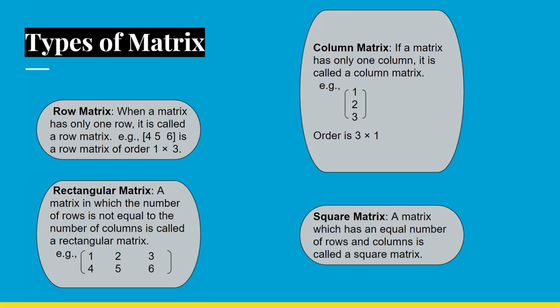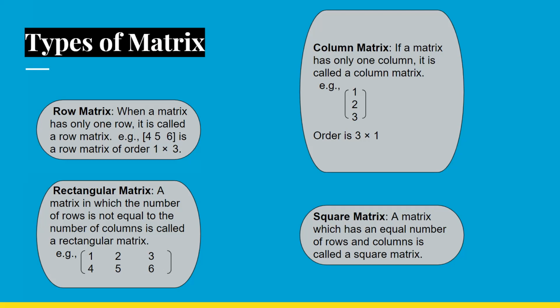Second one is the column matrix. If a matrix has only one column, we call it a column matrix. For example, if it's written in the bracket 1, 2, 3, in one column, we call it a column matrix. But there are 3 rows, so the order becomes 3 by 1.